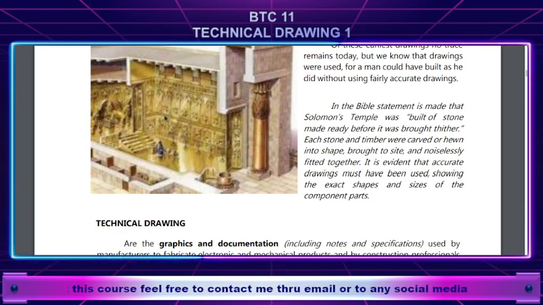It is evident, class, that accurate drawings must have been used, showing the exact shapes and sizes of the components or parts. So that's probably how technical drawing was introduced. Based on the example, the Solomon's Temple, it provided sizes, shapes, and the components of parts.